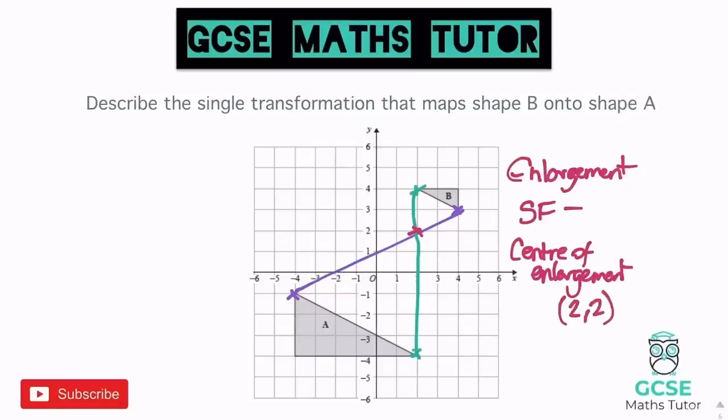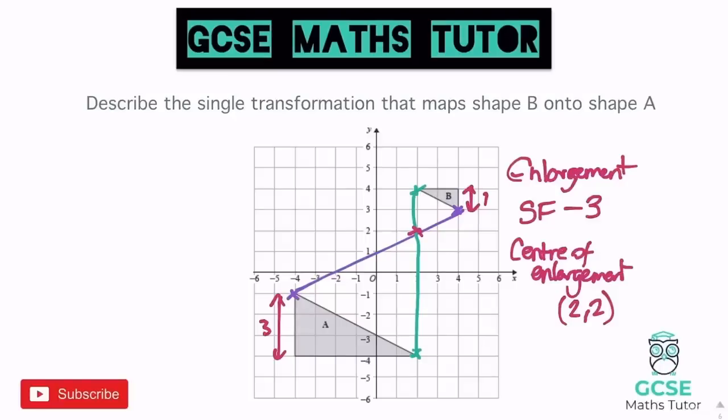Now to count that scale factor, we're just going to count this side here maybe, and this side here, and just see how much bigger it's got. So that's gone from a length of 1 to a length of 3, so that is a -3 scale factor. So it's an enlargement, scale factor -3, centre of enlargement 2, 2. And you can use that approach for any of these enlargements, whether it's negative or not.